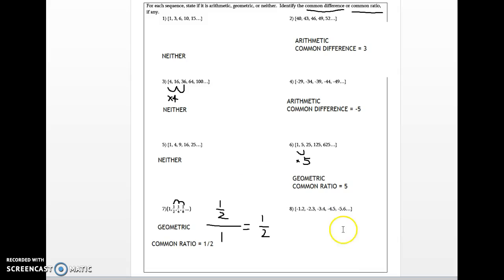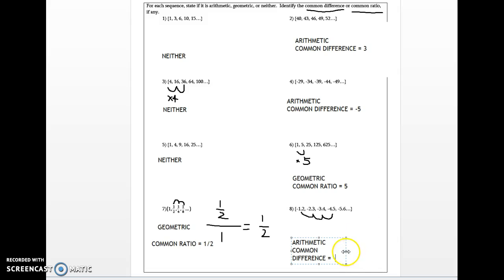For the last question, there are decimals here, which are certainly a little bit less scary than fractions to some. Negative 1.2 to negative 2.3 to negative 3.4 to negative 4.5. This turned out to be a common difference. It was an arithmetic sequence. And the common difference here was, we were going down, so we must be subtracting. Common difference is a negative number.